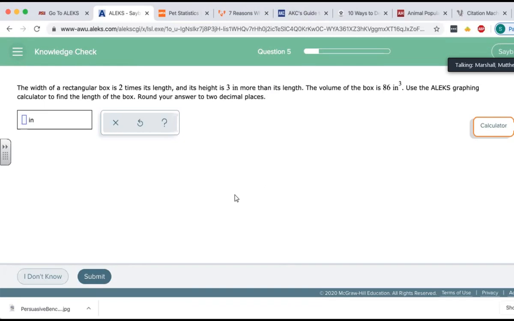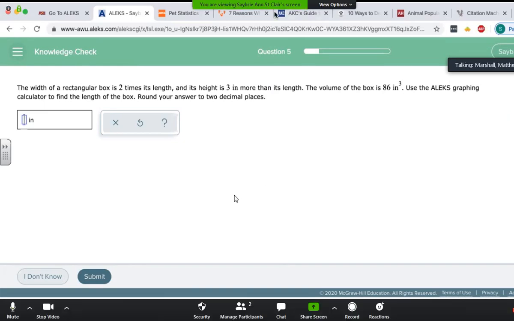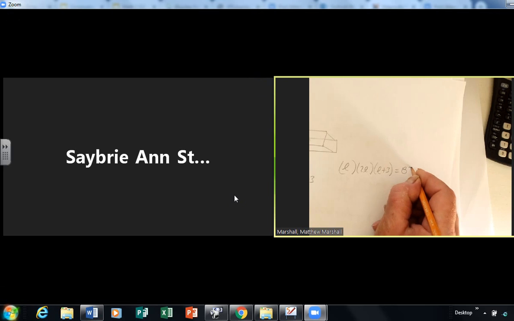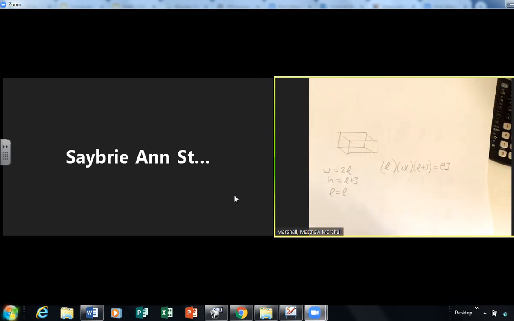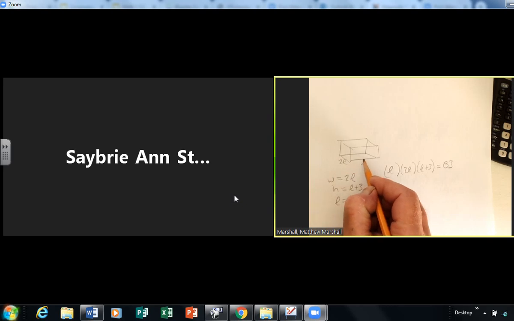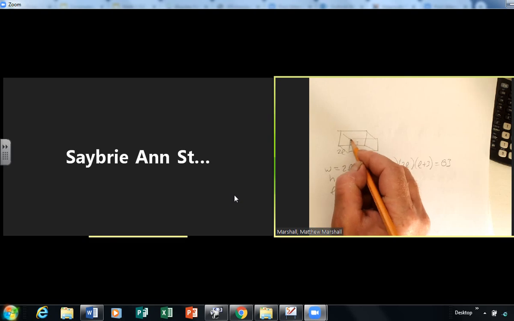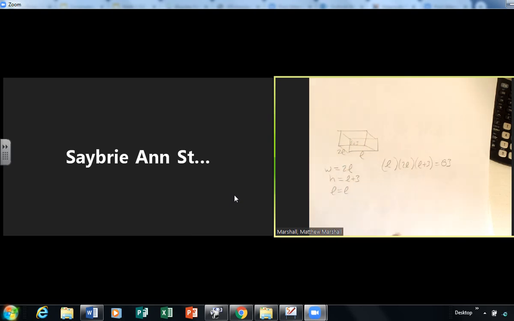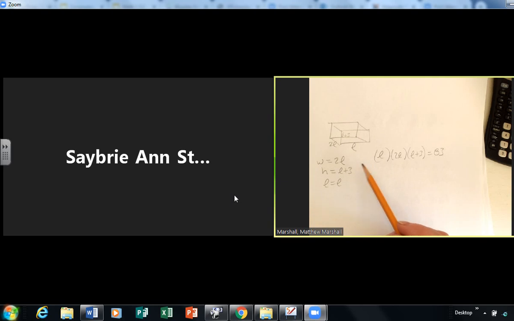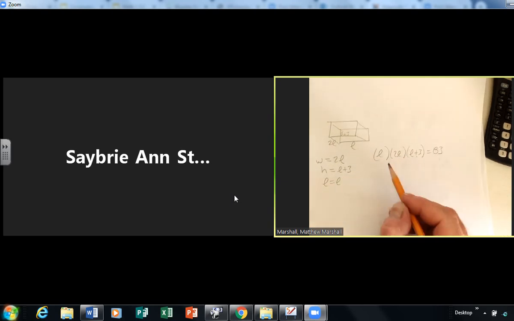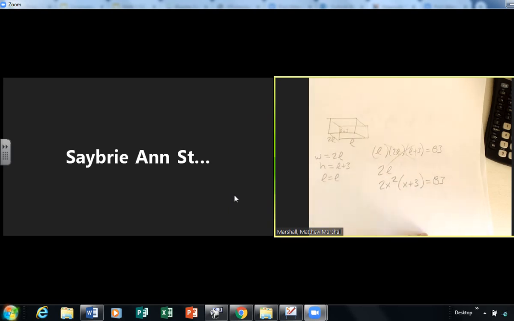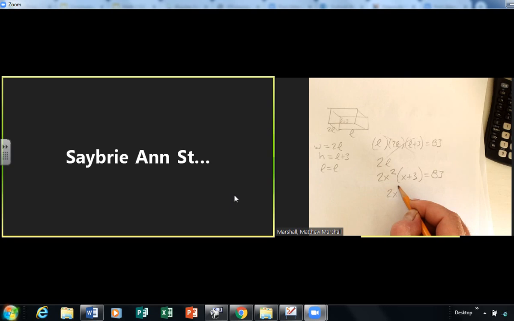So at some point, if you want to switch over, I could show you what I'm doing. So there's my rectangle there. I got the width is 2 times the length. I got the length, and then I got the height, which is the length plus 3. So multiplying these three pieces together equal to 83 gives me 2L squared. Let's just use x. That'll give me 2x squared. And then I still have this x plus 3 chunk right there. Got to distribute, and that gives me 2x to the third plus 6x squared.